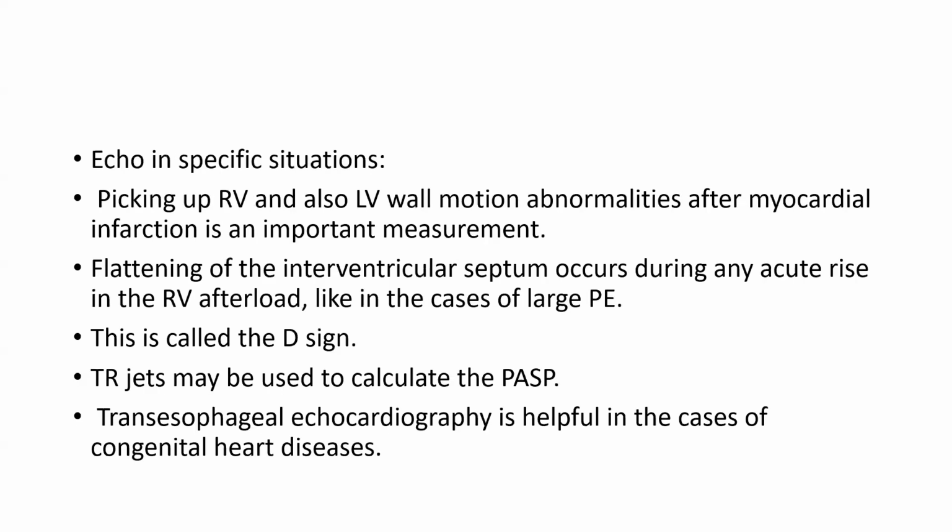Now, echo in specific situations. Picking up RV and also LV wall motion abnormalities after myocardial infarction is an important measure. Flattening of the interventricular septum occurs during any acute rise in the RV afterload, like in case of large PE. This is called D sign. TR jets may be used to calculate pulmonary artery systolic pressure. Transesophageal echocardiography is helpful in cases of congenital heart disease.